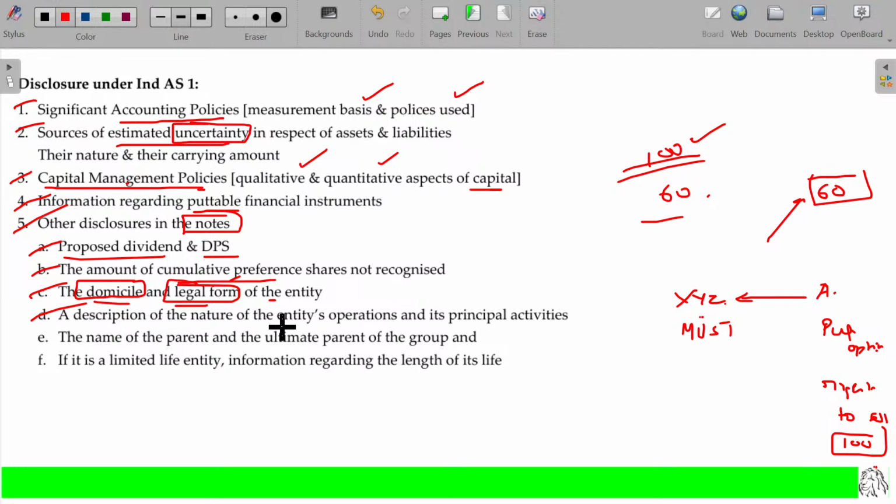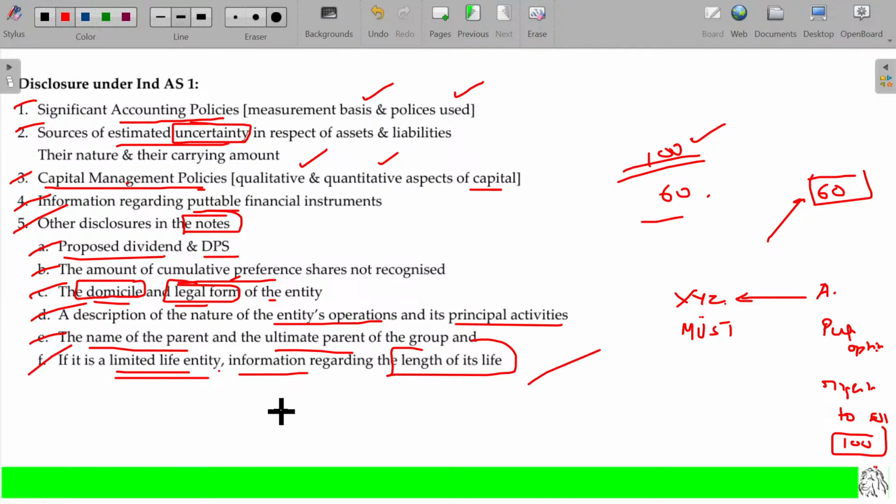The description of the nature of the entity's operations and its principal activities, the name of the parent and ultimate parent of the group, the limited life entity. If it is a limited life entity, information regarding the length of its life. Usually, going concern assumption will be there, right? So you form the company only for 3 or 4 years for a temporary purpose. Once the objective is reached, then they will simply close this. In that case, it should be intimated in disclosure form. So these are the small points you have to understand in case of NDAs number 1.